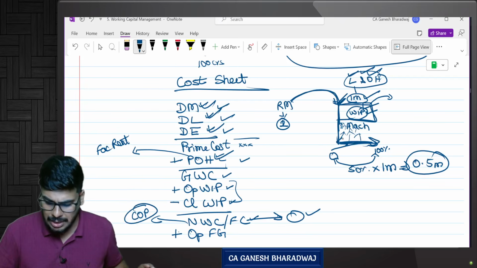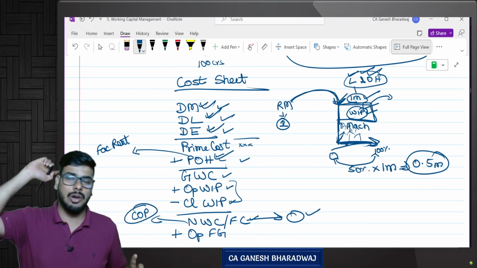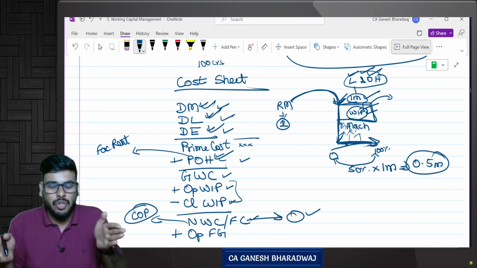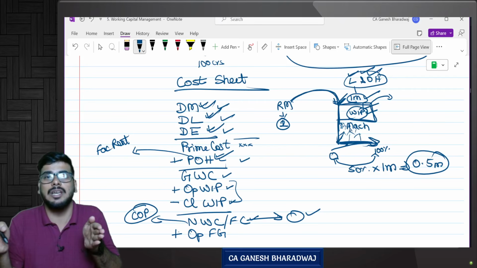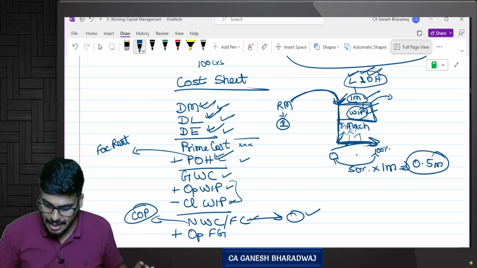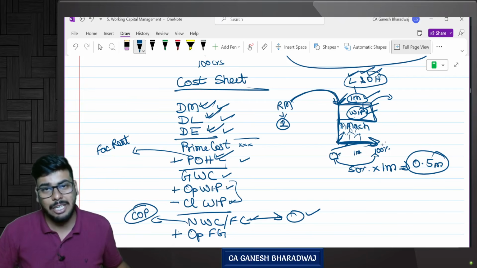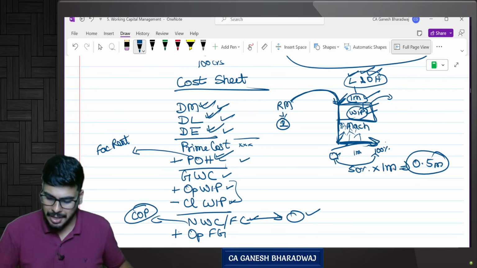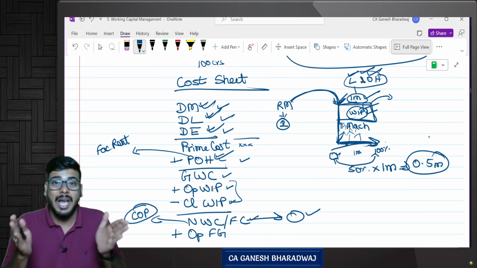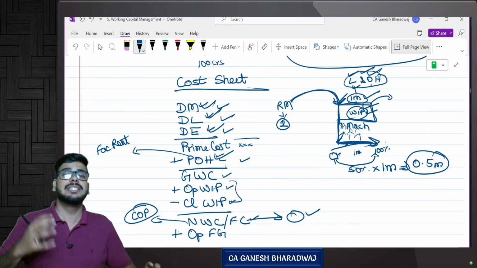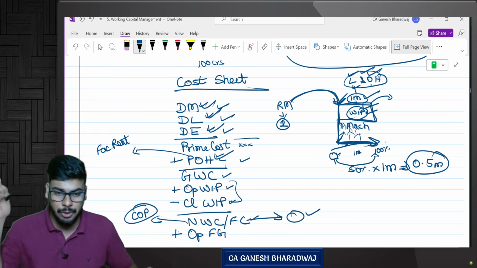Are you clear with this? Because labor and overheads are not incurred at the beginning itself. They are incurred every day. Since they are incurred evenly, we take a simple average and say it is not 1 month's requirement, because at the beginning of the period nothing was incurred. At the end of the period, you need to pay the entire labor and overheads. So basically, only half a month, 50% of the labor and overheads, is the funding that I need to bring in. Are you clear with this?